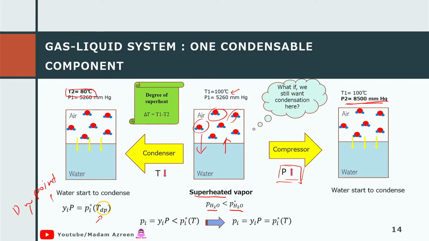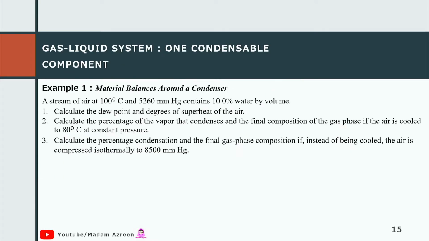Okay. So, we go to the next example. Okay. In this example, you have a stream of air at 100 degrees C and this pressure 5260 mmHg with 10% water by volume. Okay, what you need to do is you have to calculate a dew point. Okay, the temperature in which dekat mana dia start to condense tadi, temperature tu. Kemudian the degree of superheat.